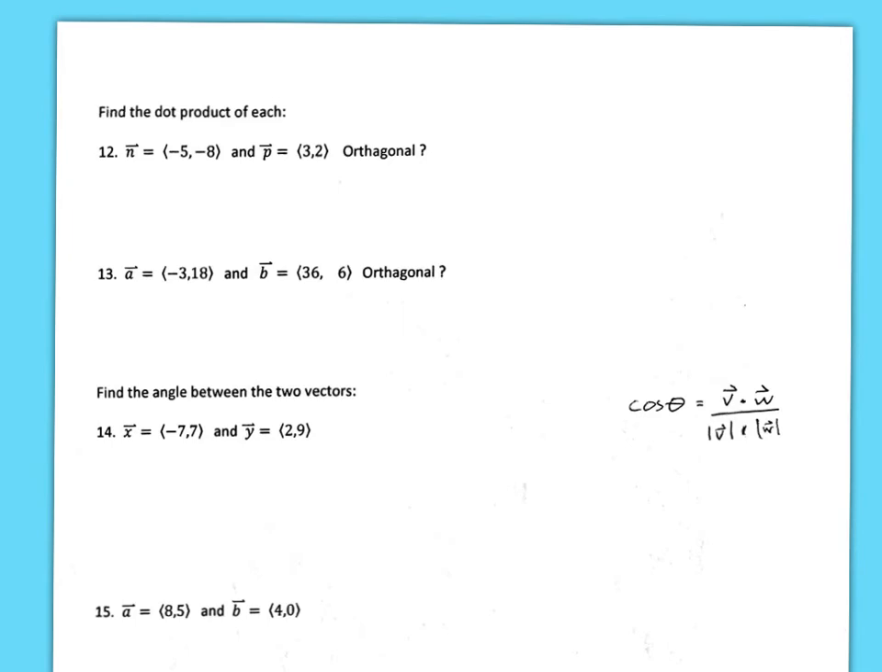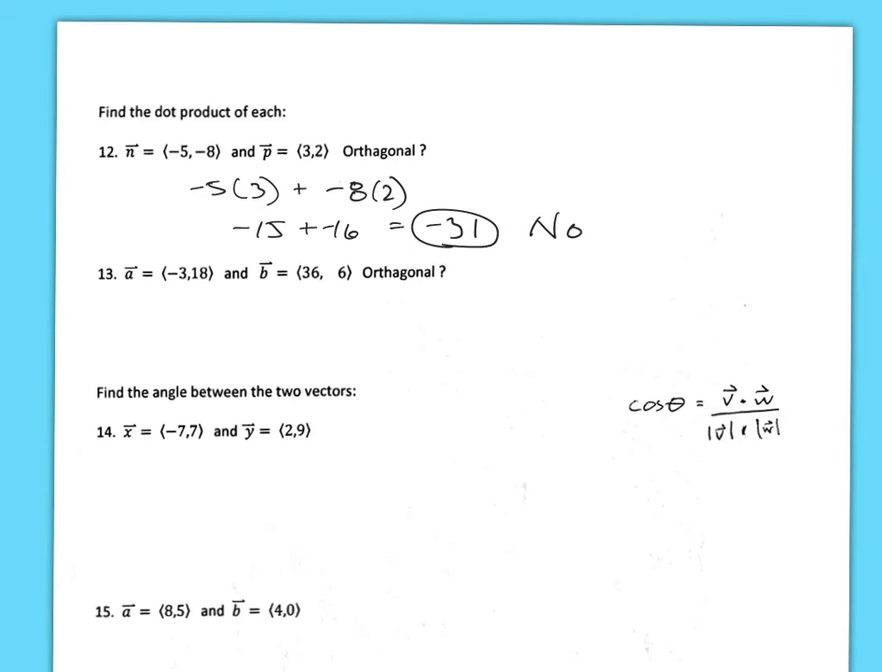Dot product. If the dot product is 0, then yes, it's orthogonal. If it's anything else, then no, it's not orthogonal. Orthogonal is a fancy way of saying perpendicular. So we have -5 times 3 plus the y is -8 times 2. So we get -15 plus -16, which is -31. Please give the answer, and then no, this is not orthogonal.